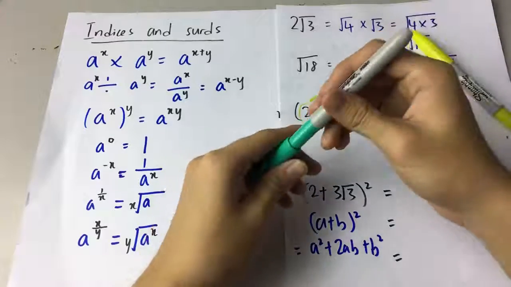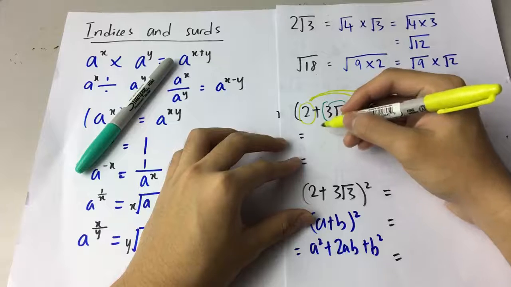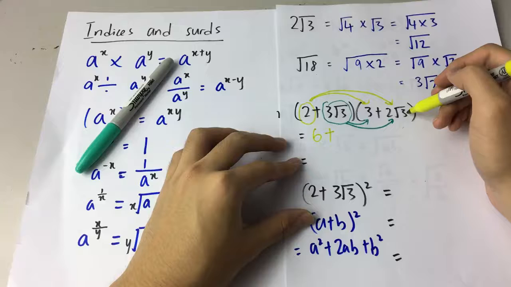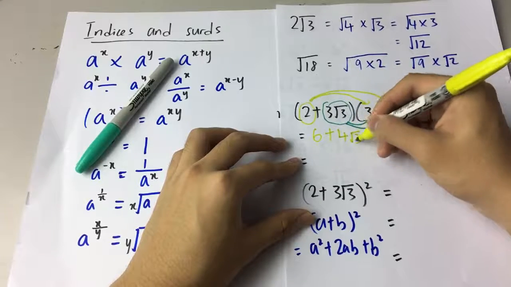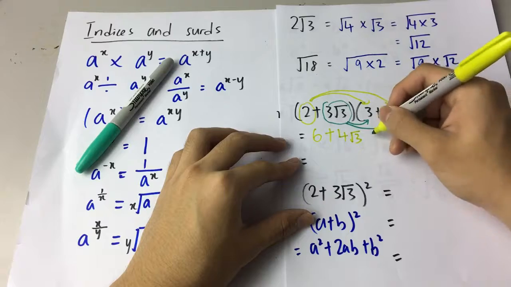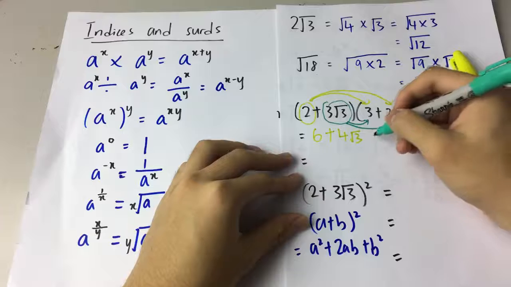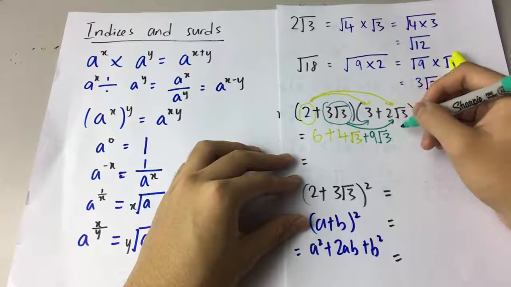Okay, it's easy to times. First thing, 2 times 3 you get 6. Okay, 6 plus 2 times 2 root 3. So we just multiply the 2 and 2 together, so we get 4 root 3. Leave the root 3 there. Now we're moving on to the 3 root 3 times 3. What do you get? 9 root 3.